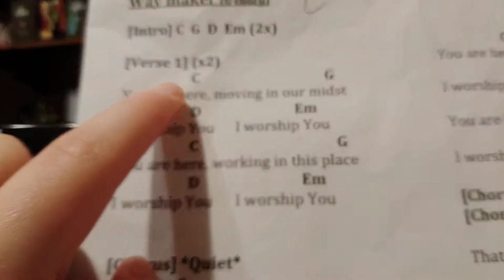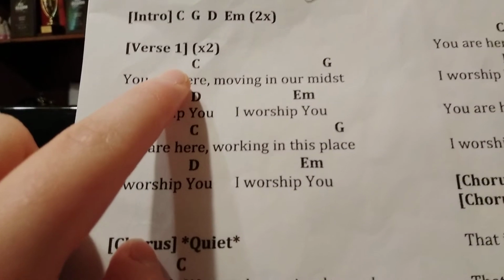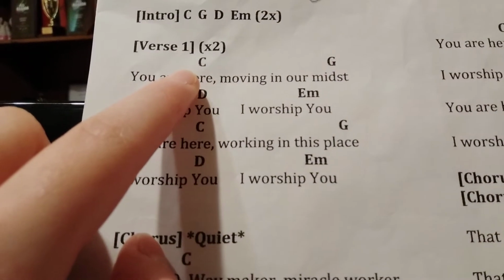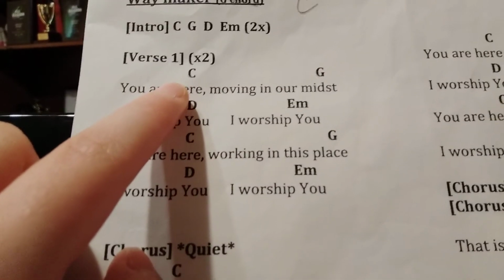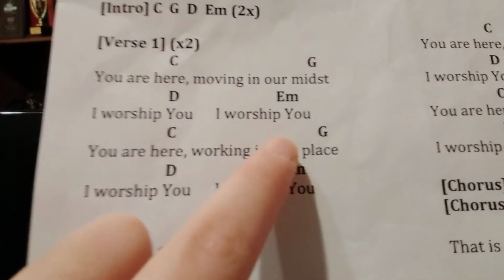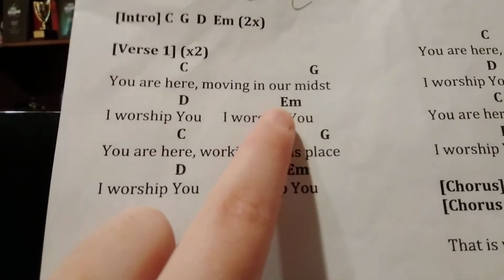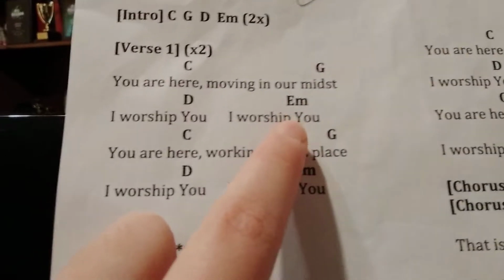So here it says C, and when you put just C, it means major. It's implied that it's major, C major. Here it says E lowercase m. That means E minor, right?